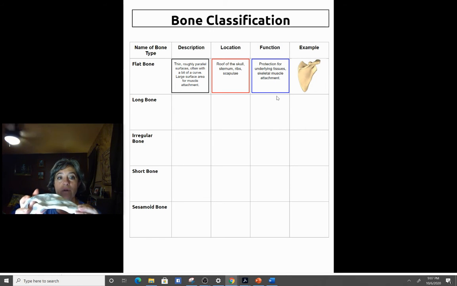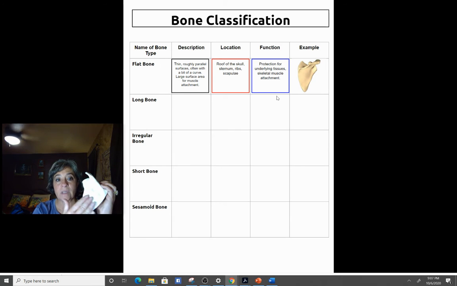So this is a flat bone. You can see it is curved, has that curved surface. Right here, it's very flat. And the parallel surfaces they're talking about on the top and the bottom are parallel. And you do have a lot of muscles that are attached right underneath your shoulder blade. You can't really feel the surface of the bone because you're feeling the muscle that's right here. The infraspinatus and the supraspinatus are on this bone. So this is a flat bone.